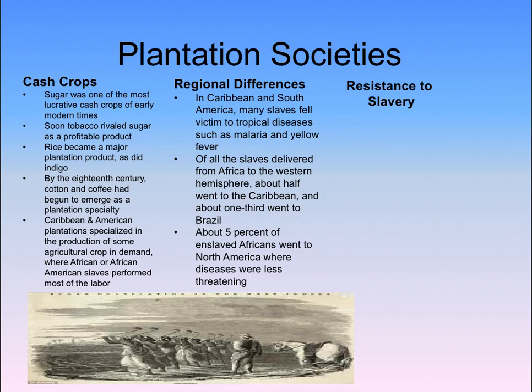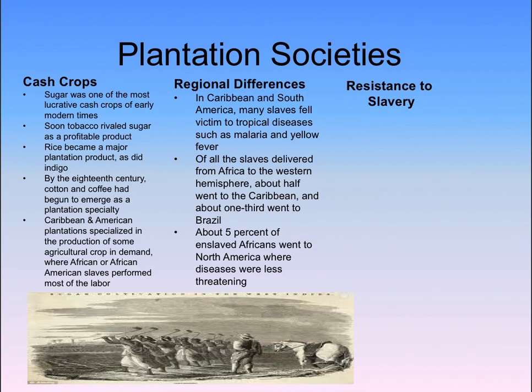So some of the regional differences in terms of plantations in the Caribbean and South America: a lot of the slaves, like I told you, are going to fall victim to tropical diseases such as malaria and yellow fever. Of all the slaves delivered from Africa to the Western Hemisphere, about half went to the Caribbean and about 1/3 went to Brazil. And only about 5% of enslaved Africans went to North America, where diseases were less threatening.